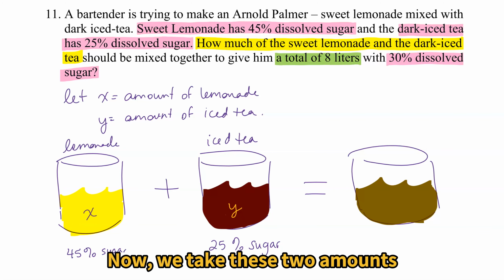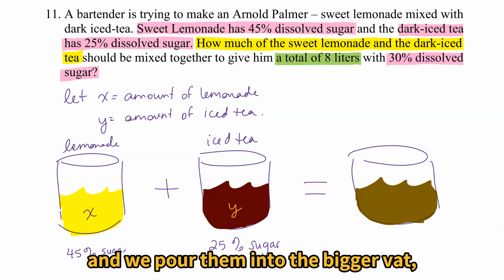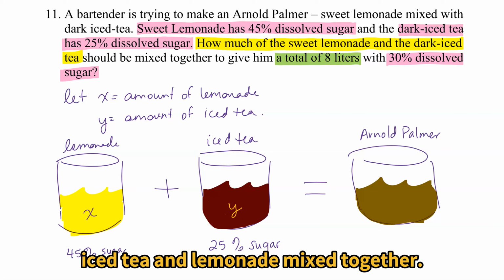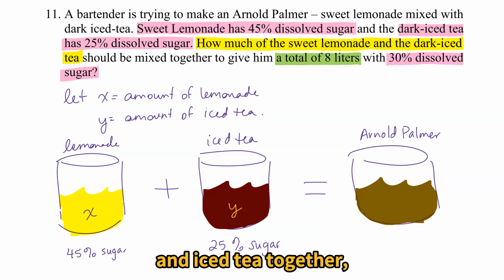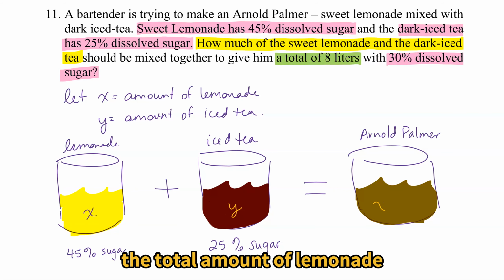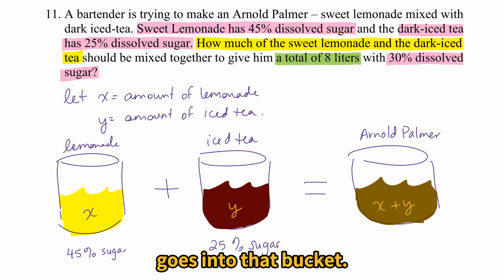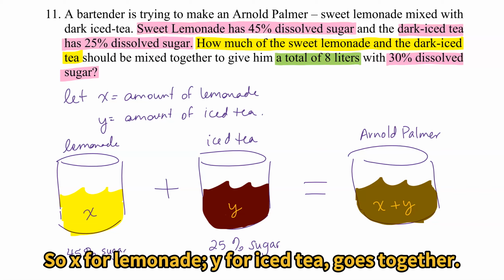Now we take these two amounts and we pour them into the bigger vat. This bigger vat is our Arnold Palmer, the iced tea and lemonade mixed together. And when we put the lemonade and the iced tea together, the total amount of lemonade plus the total amount of iced tea goes into that bucket. So x for lemonade, y for iced tea goes together.